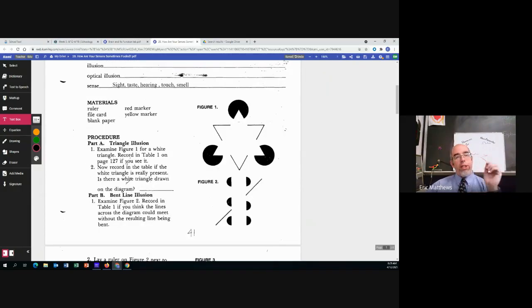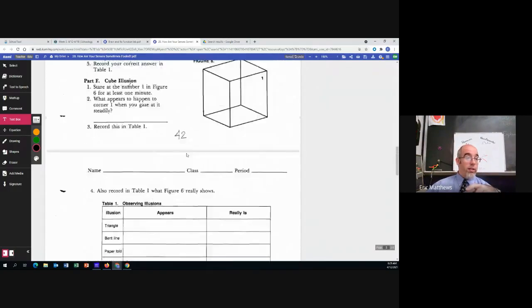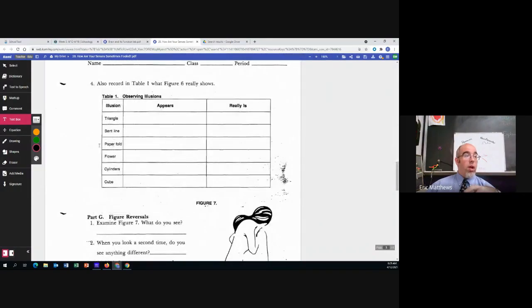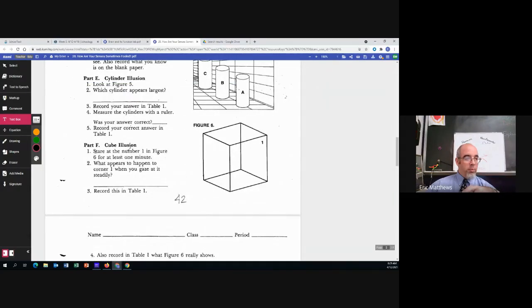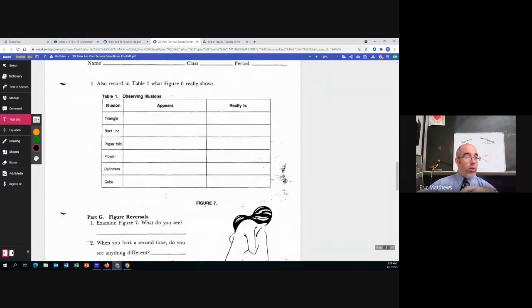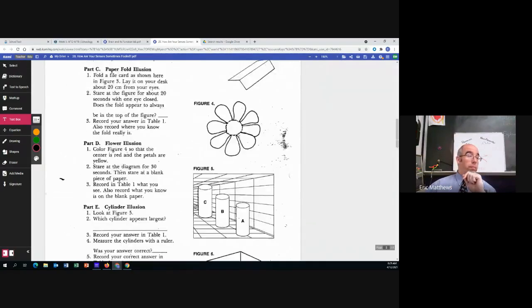All right, so what it wants you to do, and I'm going to skip ahead for just a moment to help clarify it, is really this table, right? All of these first things, all the way up through part F right here, are all going to go into this table. It wants to know, number 1, what do you see? That's the appears column right here. And then what's really there? Let me give you an example with the first one.